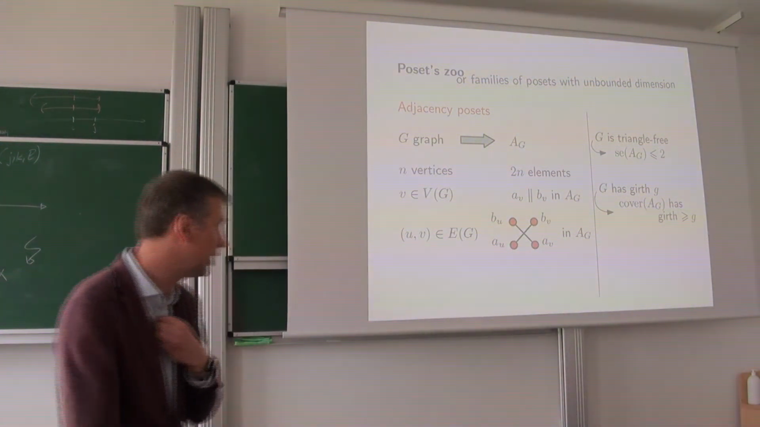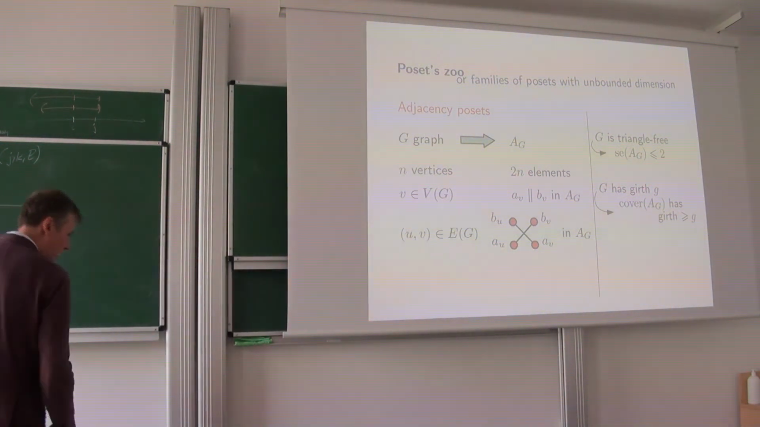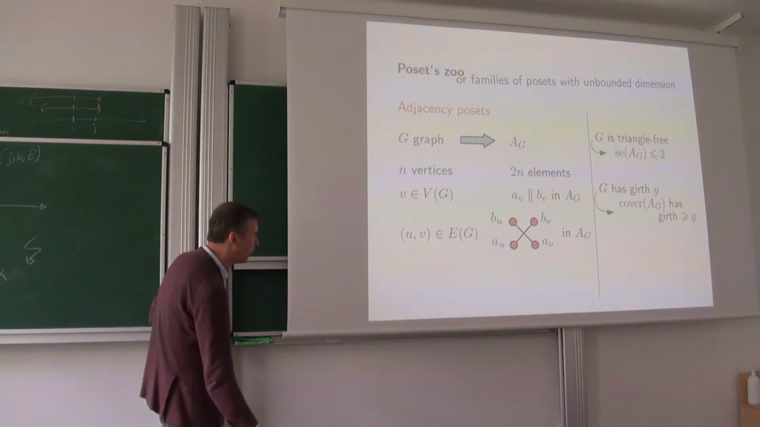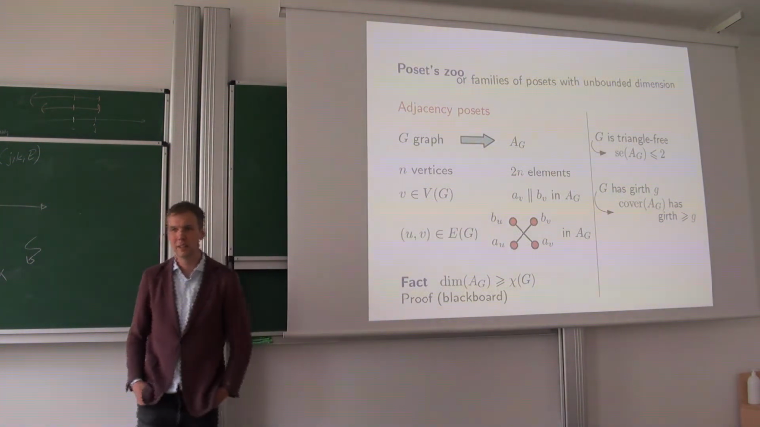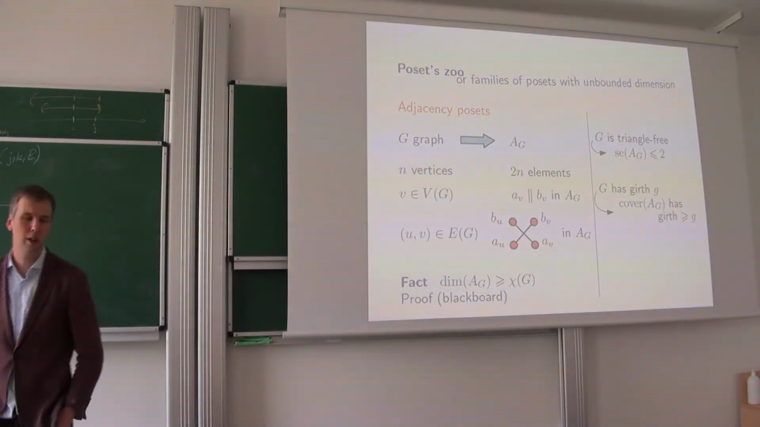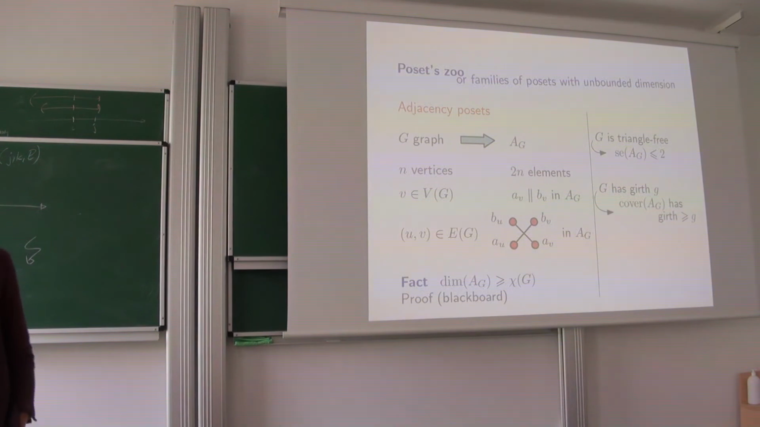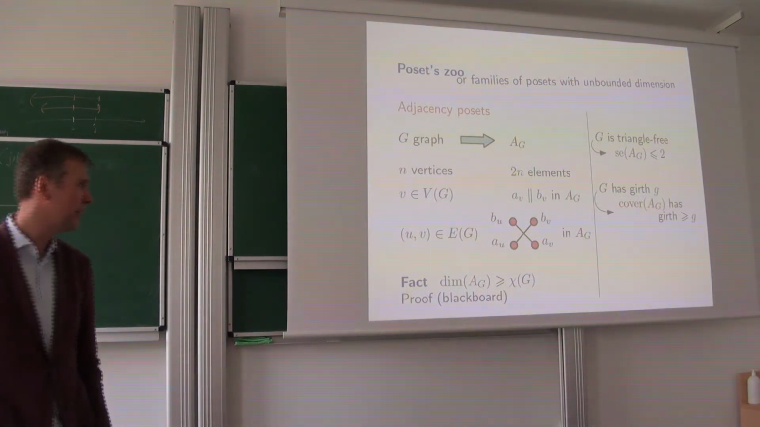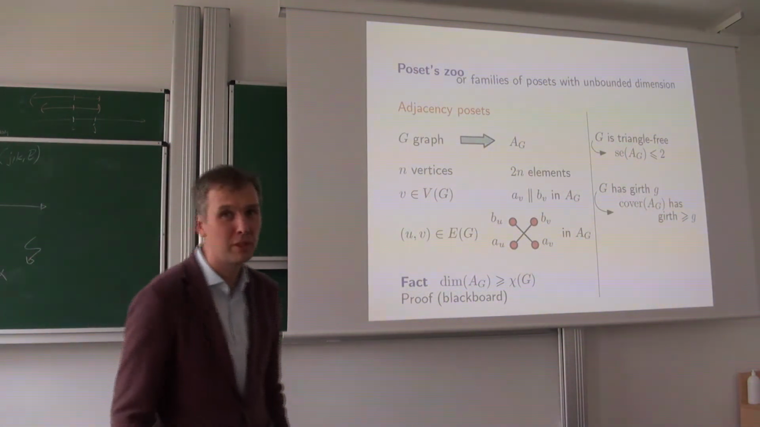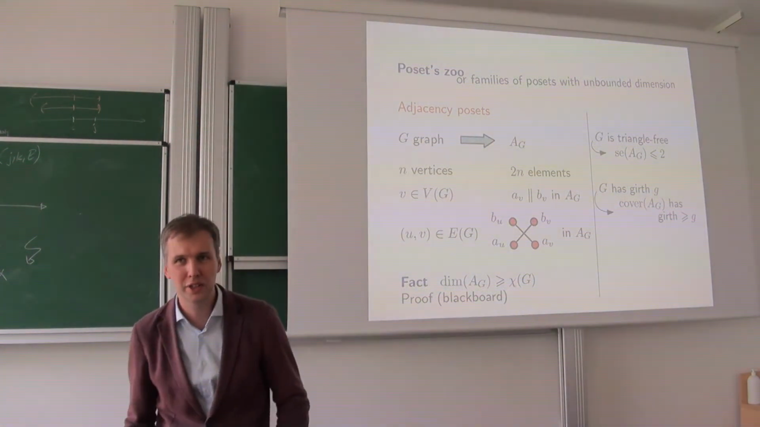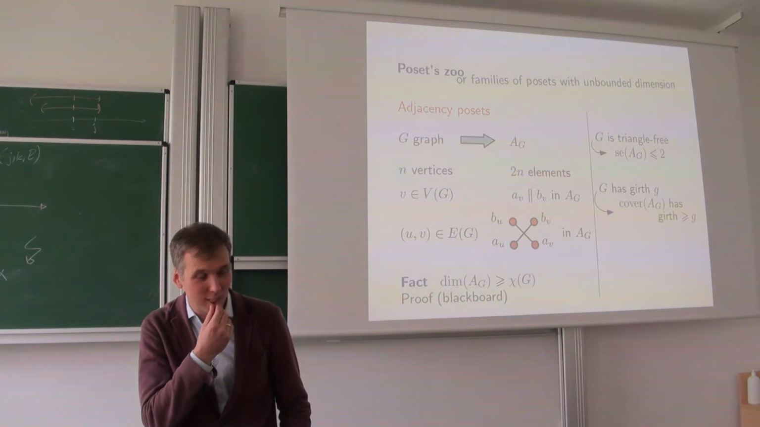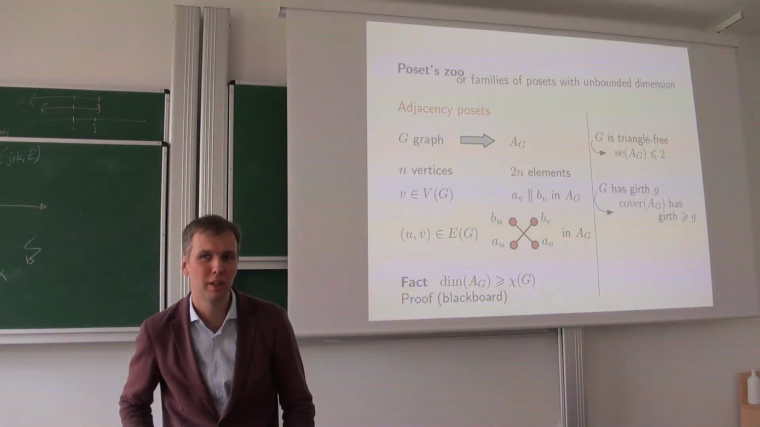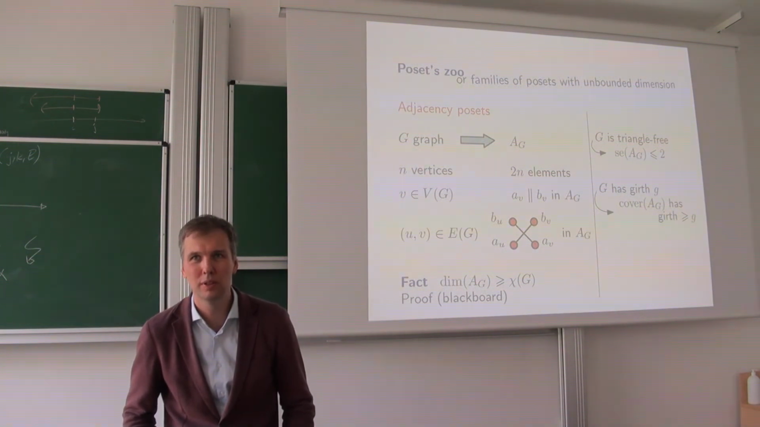So given the fact that I'm about to tell you that dimension can be lower bounded, this gives us another animal in the family. By the way, this is the only way that I know to produce a poset of large dimension such that its cover graph has large girth. I don't know how to do it any other way. Do you know, Tom?